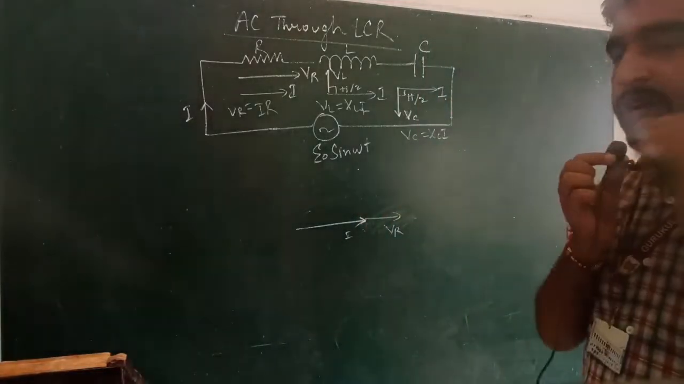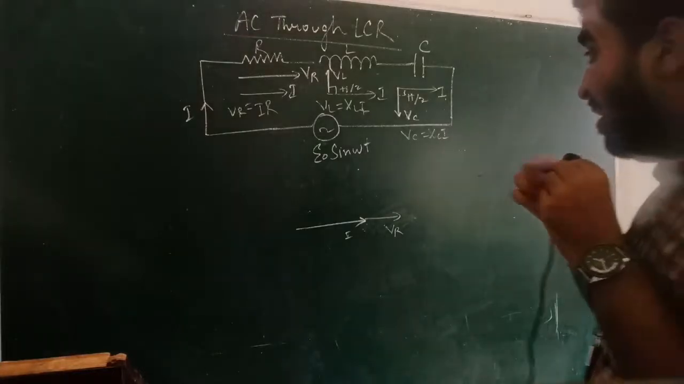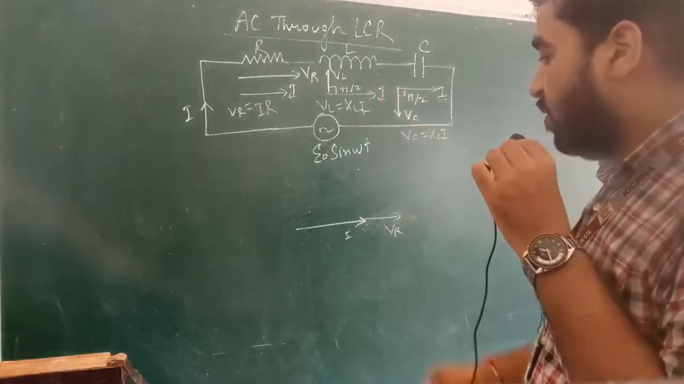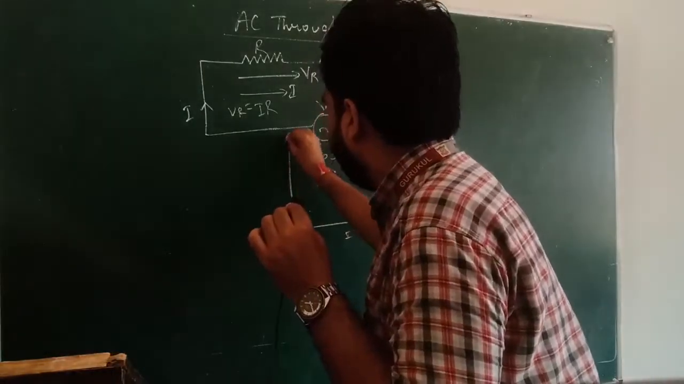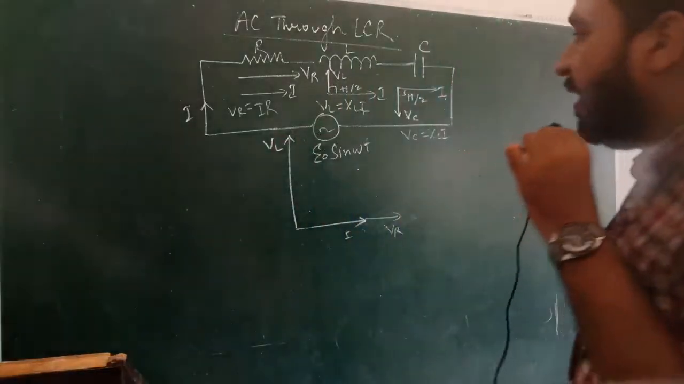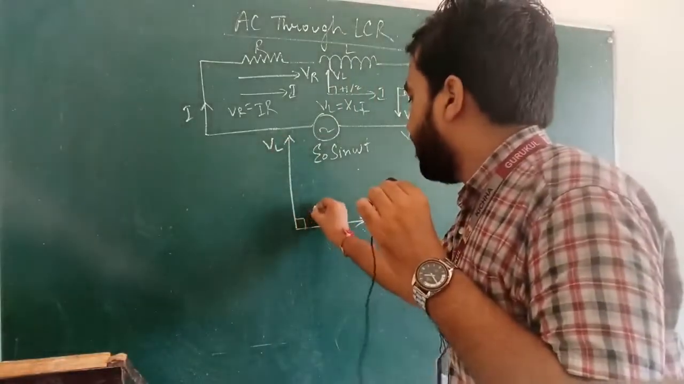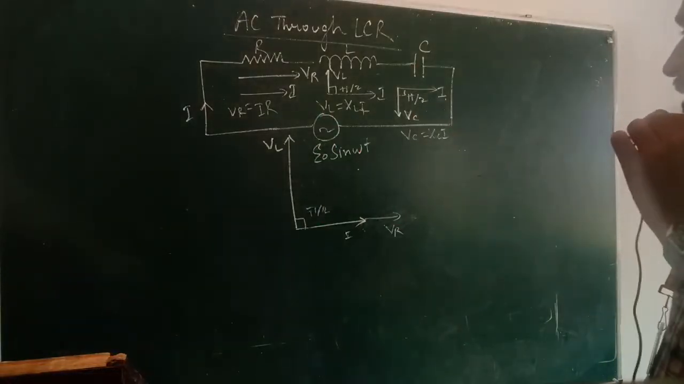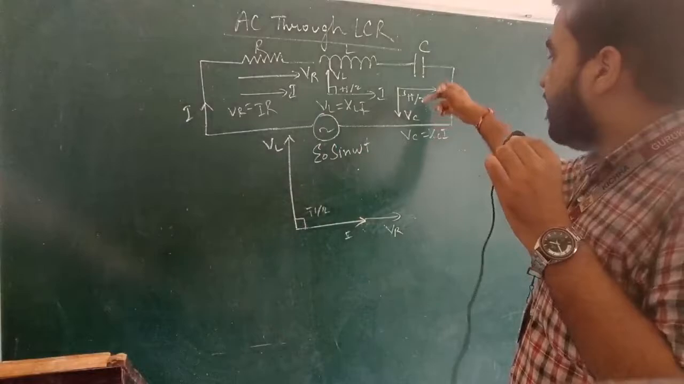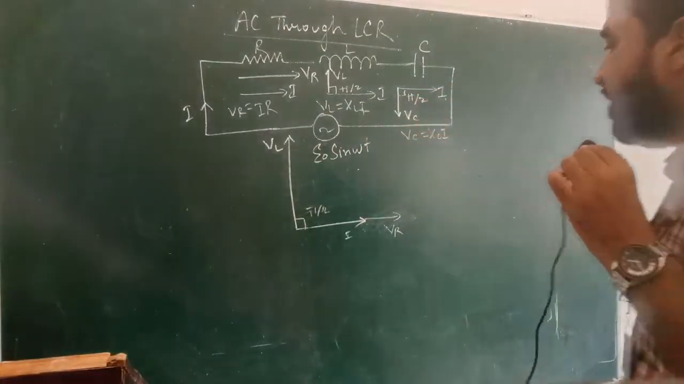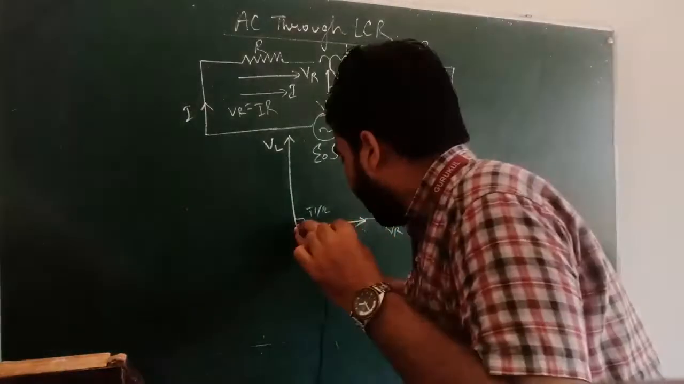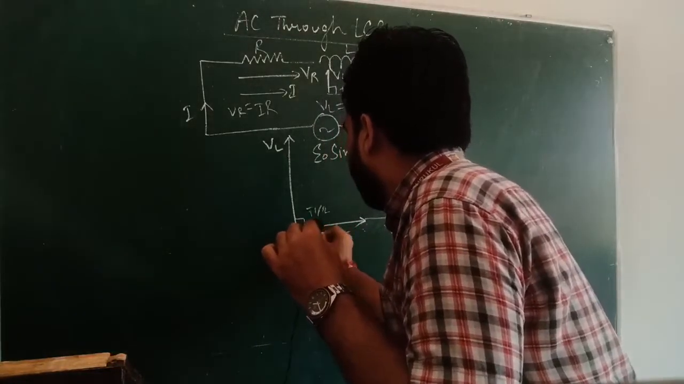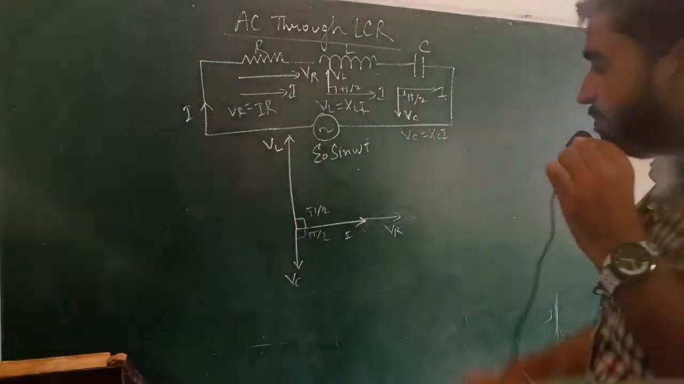Now let's come to the inductive circuit. This voltage VL is leading the current by pi by 2. So you should show VL like this. VL leads the current by a phase difference of pi by 2. I have shown this. Now let's come to the capacitive circuit. VC is lagging behind the current by a phase difference of pi by 2. So VC will be like this. This will be VC, how much? Pi by 2. So this is how we have drawn it.